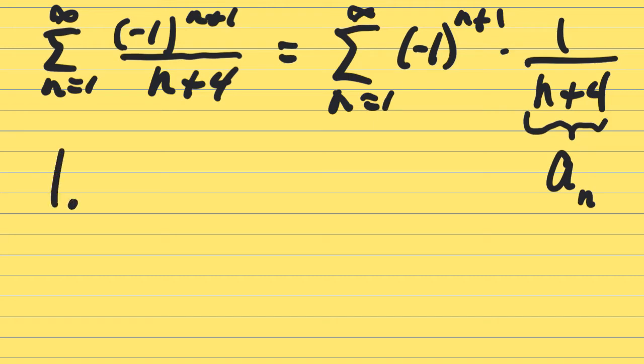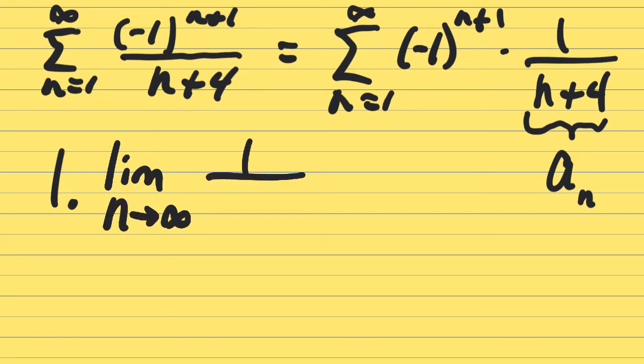So let's check our first stipulation. The limit as n goes to infinity of 1 over n plus 4, with a fixed numerator and a growing denominator. What happens to the value of the fraction overall? That's right, it approaches 0. So the first criteria is met. Let's move to the second one.